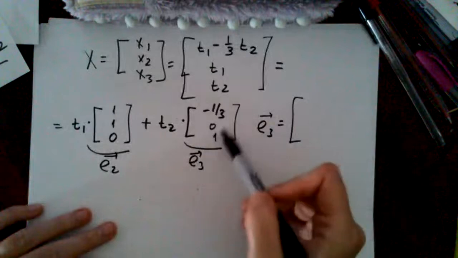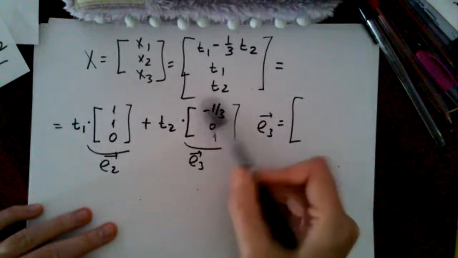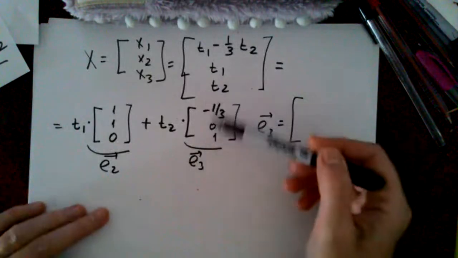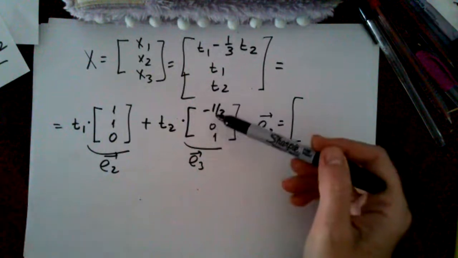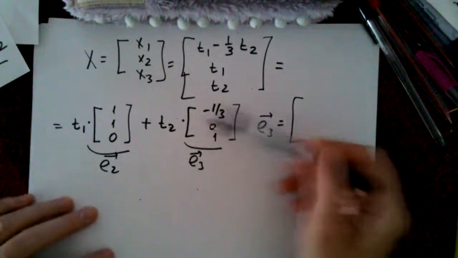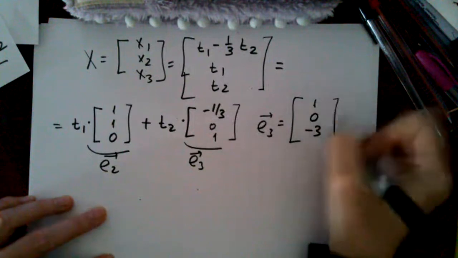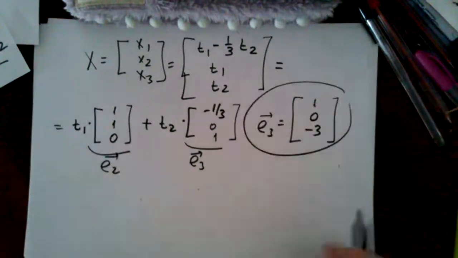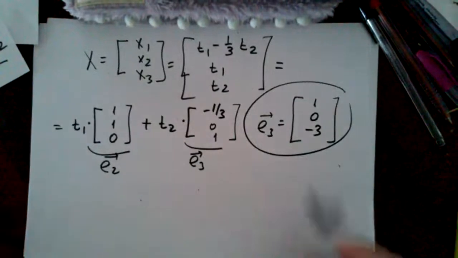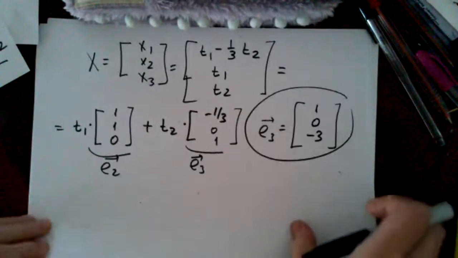But again, just like in the previous case, I think it's better to get rid of this fraction by just multiplying all the components by either 3 or minus 3. I prefer minus 3 because I like 1 here. So it will be 1, 0, minus 3. So it looks like this is a correct vector, but nevertheless, I'm very stubborn. I want to check it anyway. Who knows? Maybe I made another mistake.